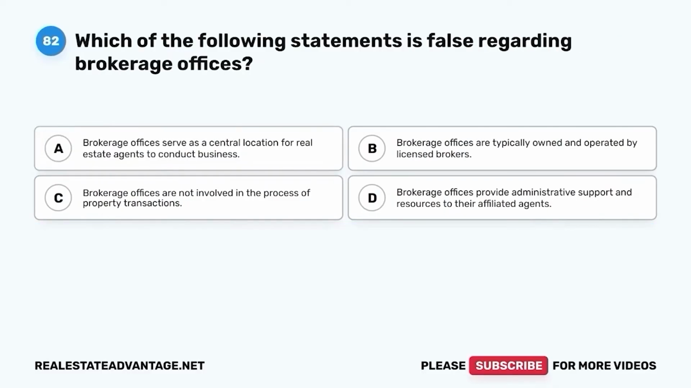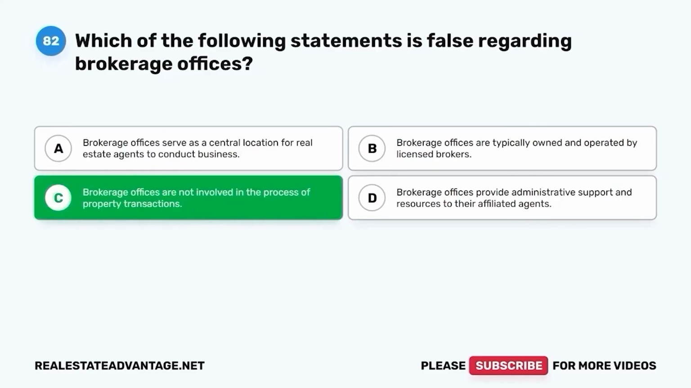Question 82. Which of the following statements is false regarding brokerage offices? A. Brokerage offices serve as a central location for real estate agents to conduct business. B. Brokerage offices are typically owned and operated by licensed brokers. C. Brokerage offices are not involved in the process of property transactions. D. Brokerage offices provide administrative support and resources to their affiliated agents.